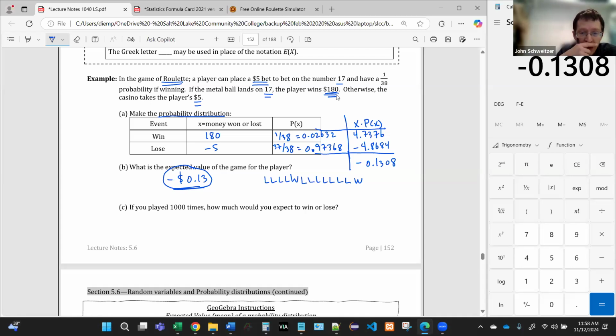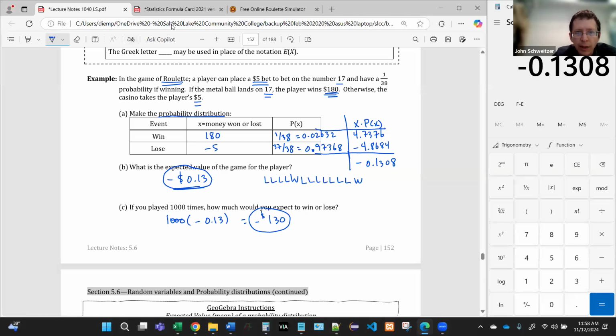Okay, so if you played 1,000 times, how much would you expect to win or lose? Well, let's see. So 1,000 times negative 0.13, you're looking at about $130 in losses, right? So, that's a lot of roulette games and just $130 in losses. So, if you're looking to be entertained, that might not be a bad deal. Okay, good. So there we go. Any questions there about the expected value?